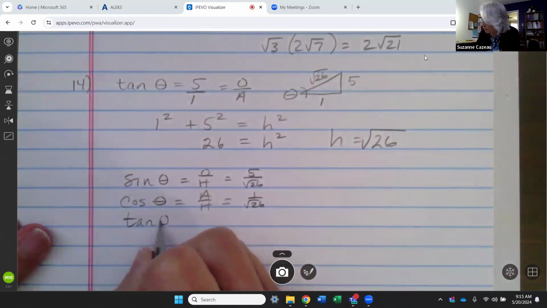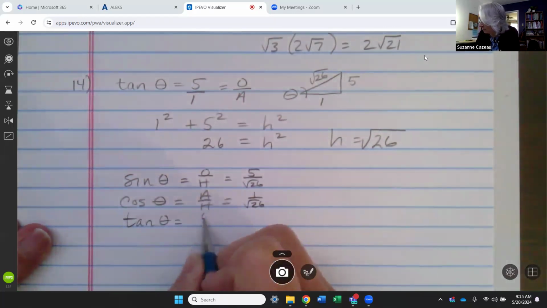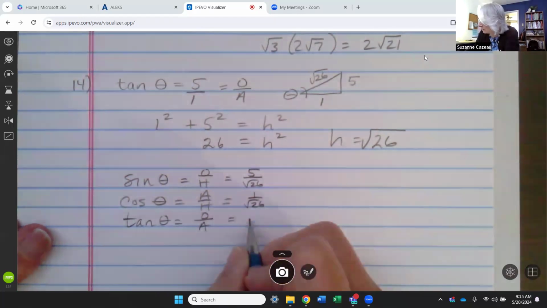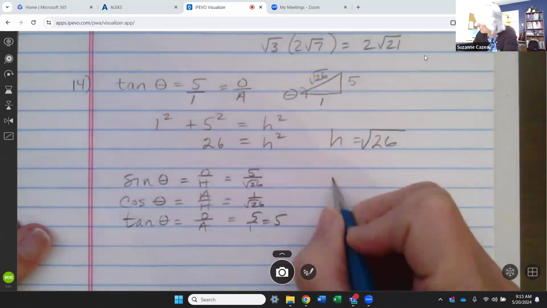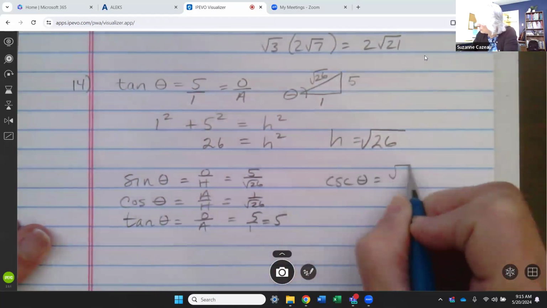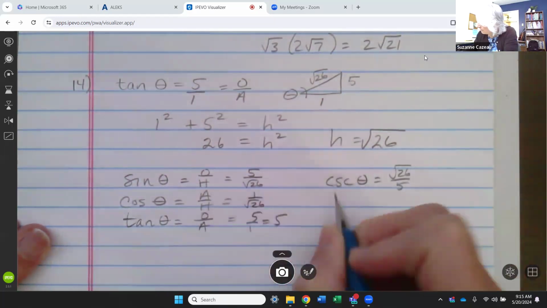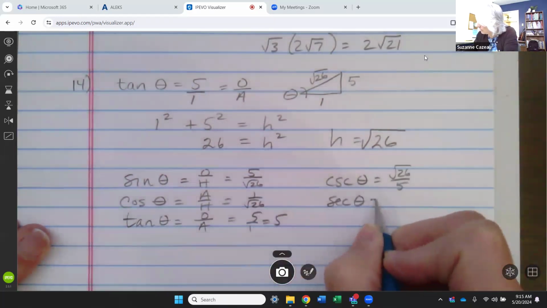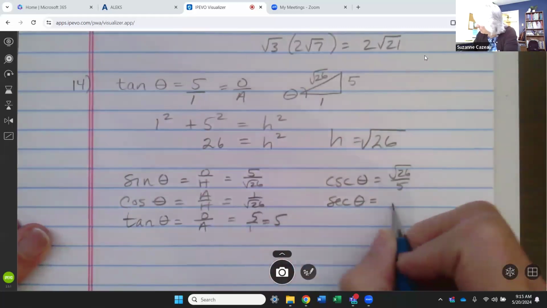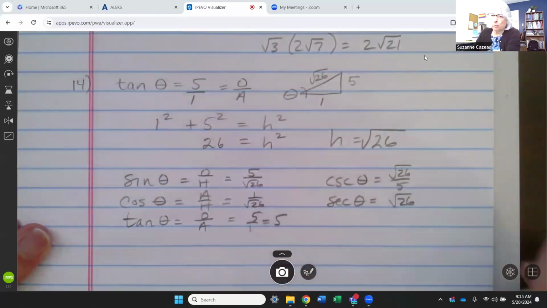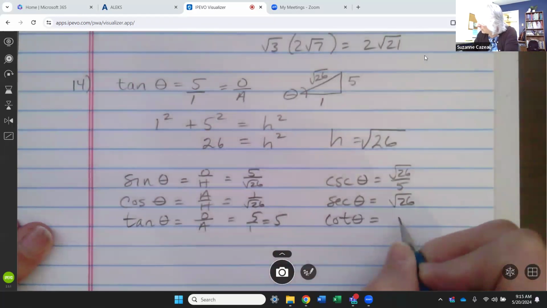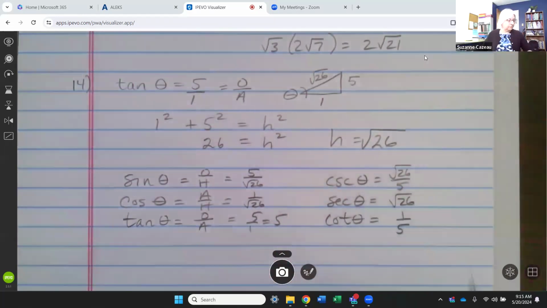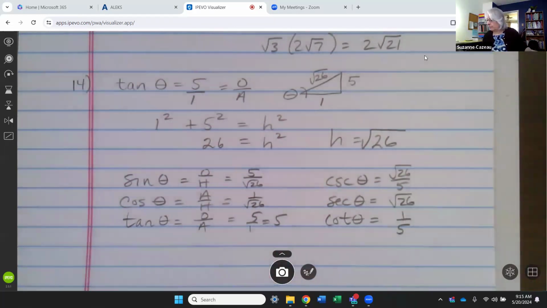Okay, tangent of theta is opposite over adjacent, which they already told us. 5 over 1 is 5. Now we can just do the reciprocals. Cosecant theta is root 26 over 5. We've got secant of theta is root 26 over 1, which is root 26. Yeah, don't put over 1. It'll mark it wrong. And cotangent theta is 1 over 5. So there you have it, number 14.